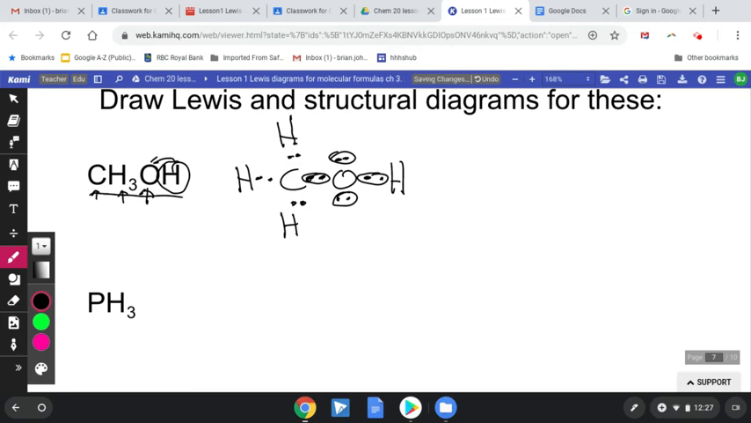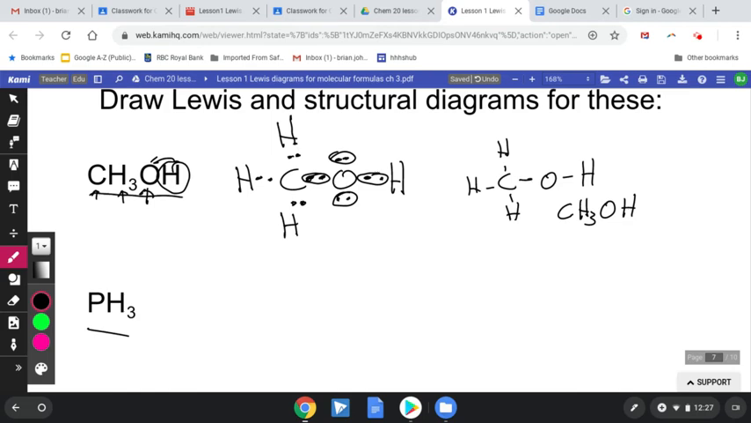As a structural diagram, C, H, 3, O, H. And again, that fits the formula of CH3 bonded to an O, bonded to an H.